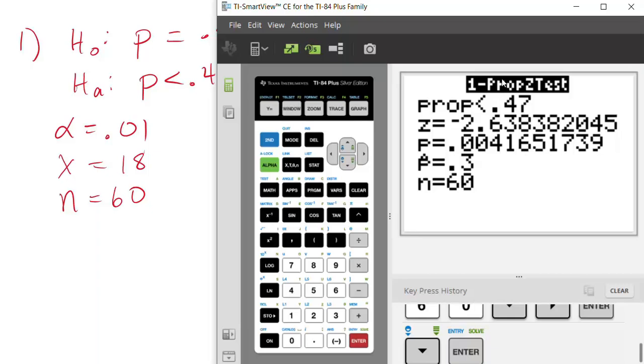The first thing you'll see is the name of the test. This is becoming more and more important that you've used the right calculator function. We're up to 4 so far, and by the time the unit is over, we'll have 7. So make sure you use the right calculator function. Next, you should see something equivalent to your alternative hypothesis. The proportion is less than 0.47. That's what our alternative hypothesis said, so that looks good.